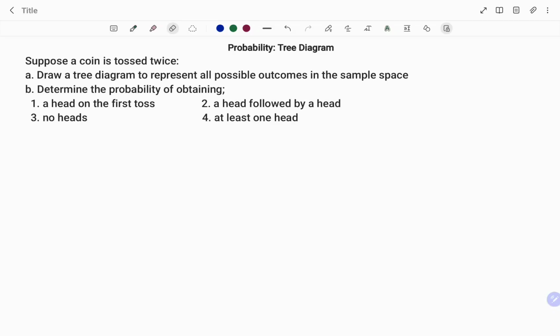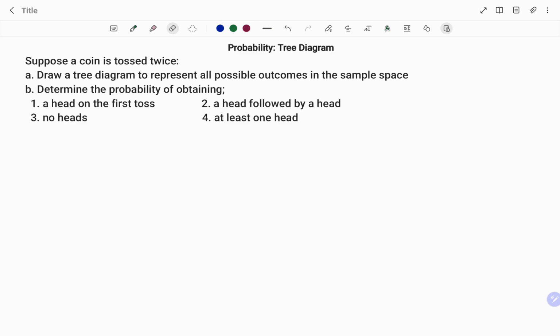In this video, I'm going to show you how to use a tree diagram to solve the following questions. A tree diagram for probability is used for organizing and visualizing the different possible outcomes of a sequence of events. In this example, suppose a coin is tossed twice. A, draw a tree diagram to represent all possible outcomes in the sample space.